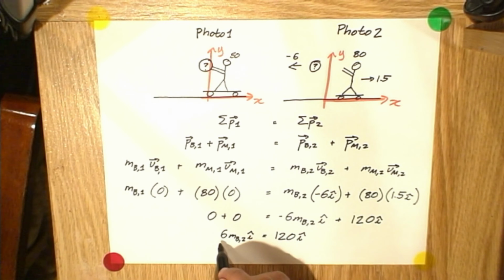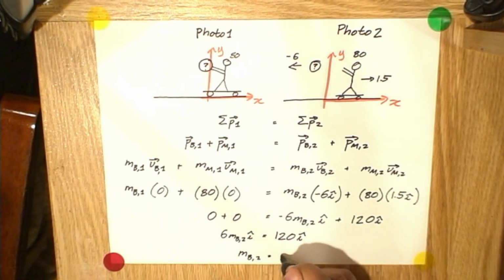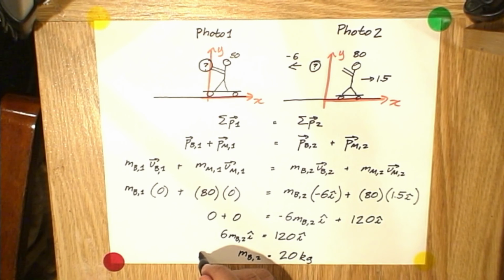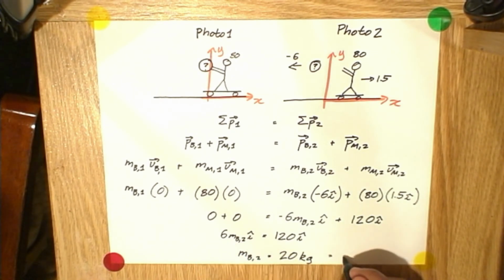Now I just need to divide both sides by 6 and i hat, if you're so inclined, and we would end up with the mass of the ball in photo 2 is equal to 20 kilograms. And this, of course, must be equal to the mass of the ball in photo 1.